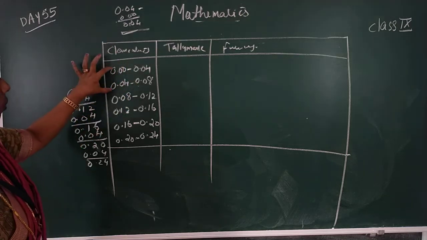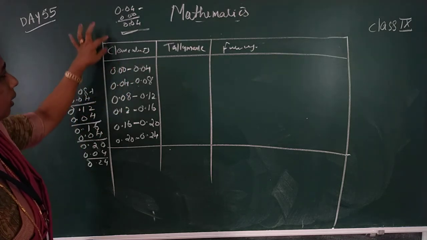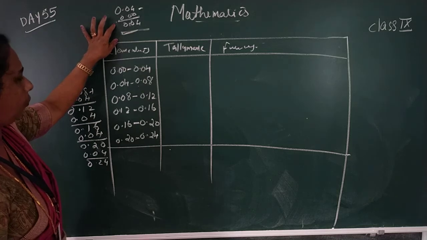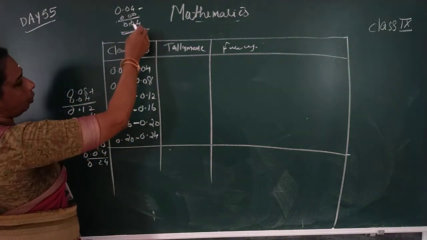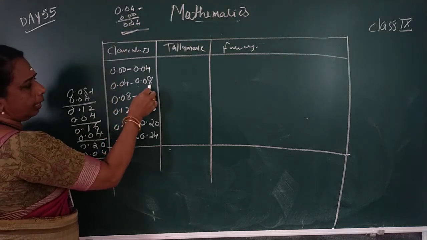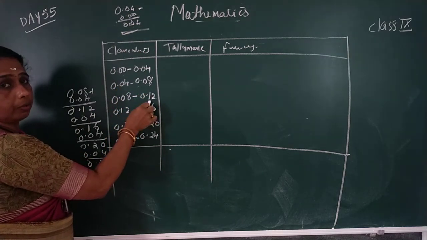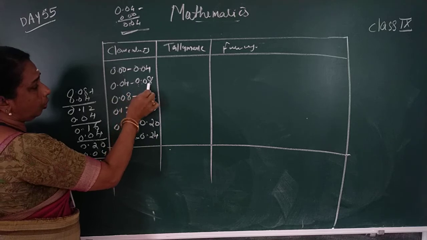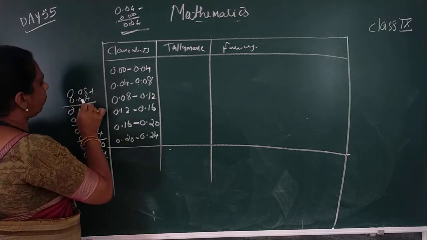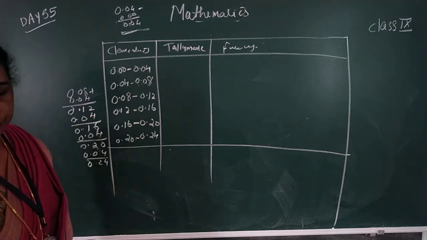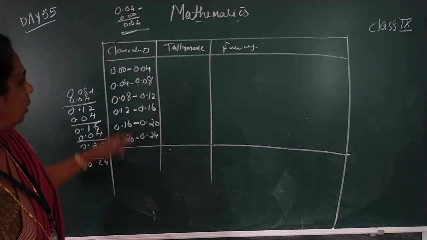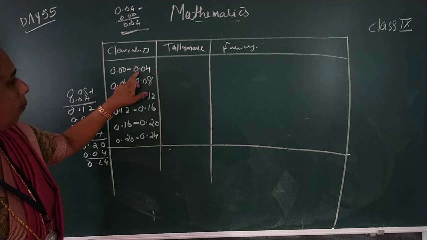These two class intervals are given. From that we can get the class size 0.04. Decimal is there. We have to add 0.04 to the upper limit of the class interval. You will get the upper limit of the next class interval. Here 0.08 plus the class size 0.04 we will get. So we can add it. Then the tally marks.